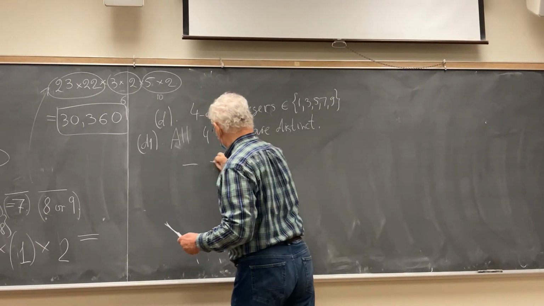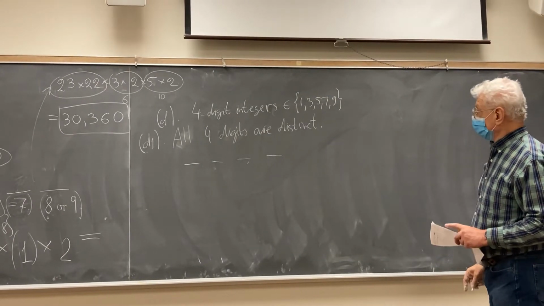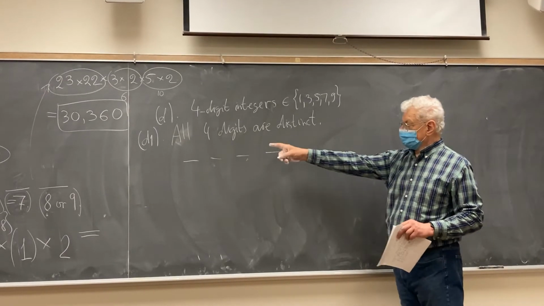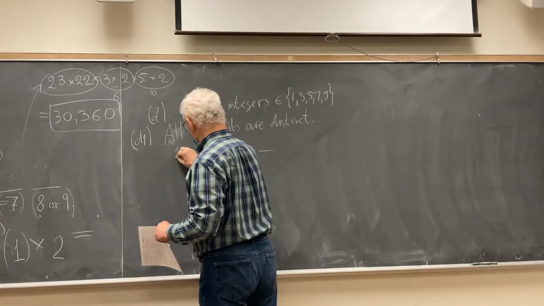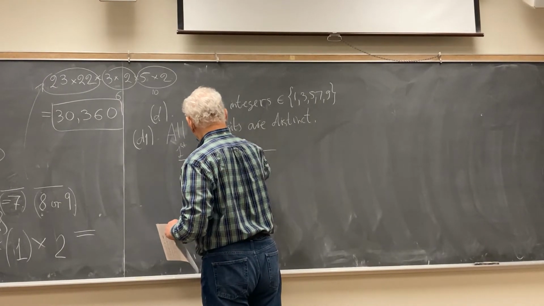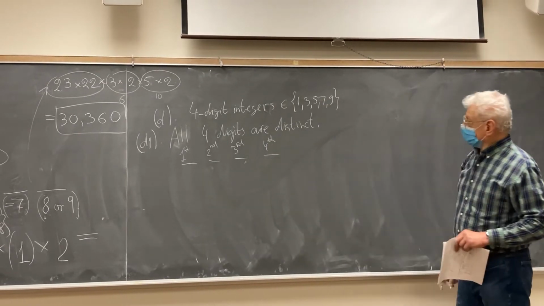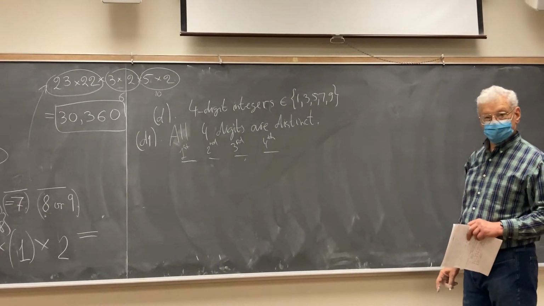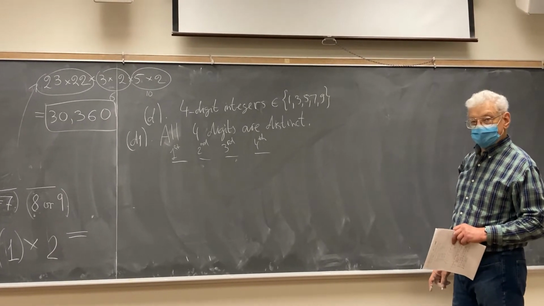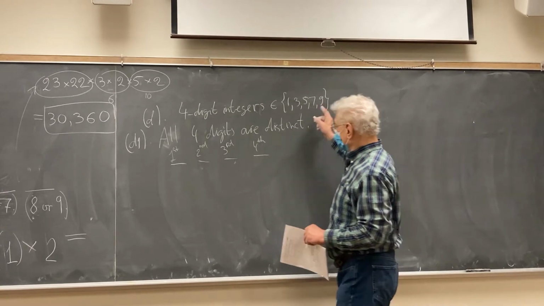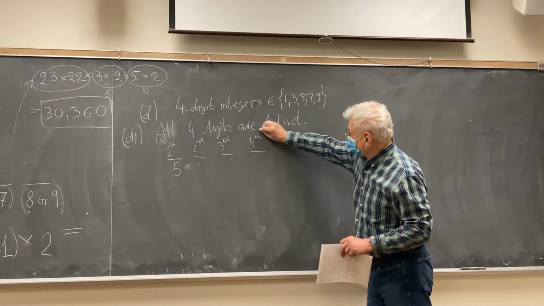Okay, so let's look. 1, 2, 3, 4. 4 positions, right? So start with the first position. Let's just write first, second, third, and fourth. How many possibilities for the first digit? How many? Please tell me. 5. Yes, 5. 1, 2, 3, 4, 5.